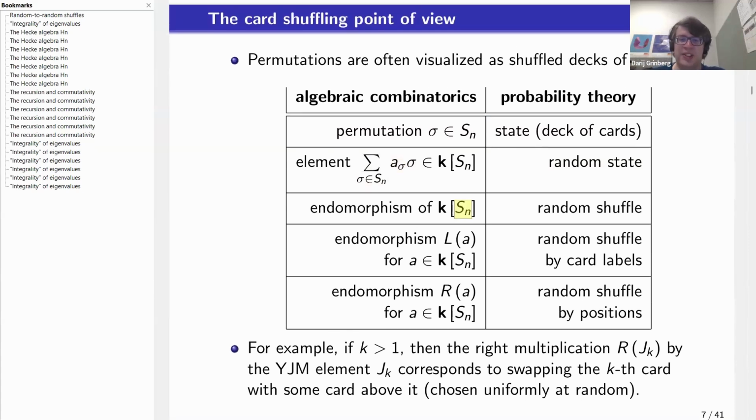Now, if you take this further, endomorphisms of the vector space become random shuffles, so transformations, Markov chains, basically sending random decks to random decks. L of a becomes a random shuffle that basically looks at the labels of the cards and acts accordingly. R of a looks at the positions of the cards. For example, R of (j k) is swapping the k-th card from the top with one of the cards above it, which one is chosen uniformly at random.